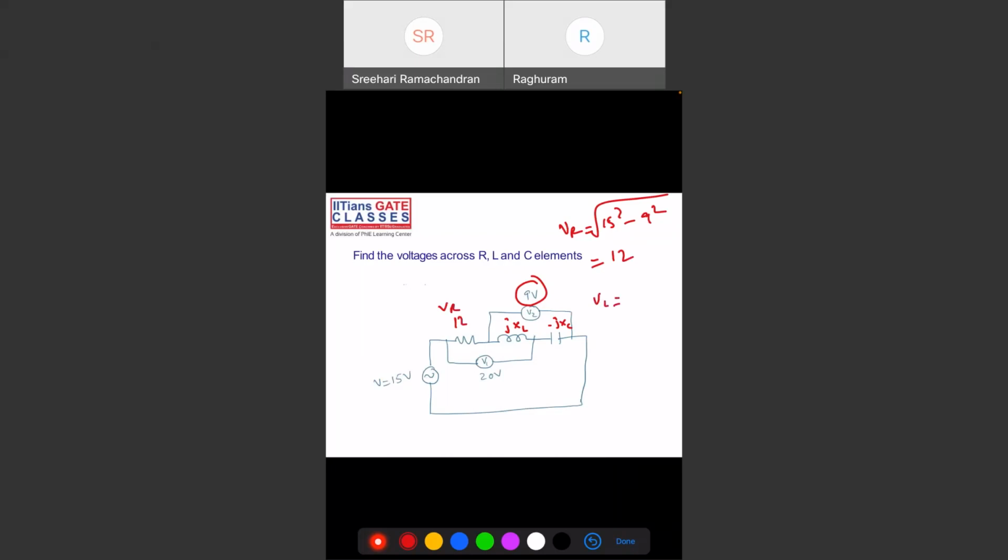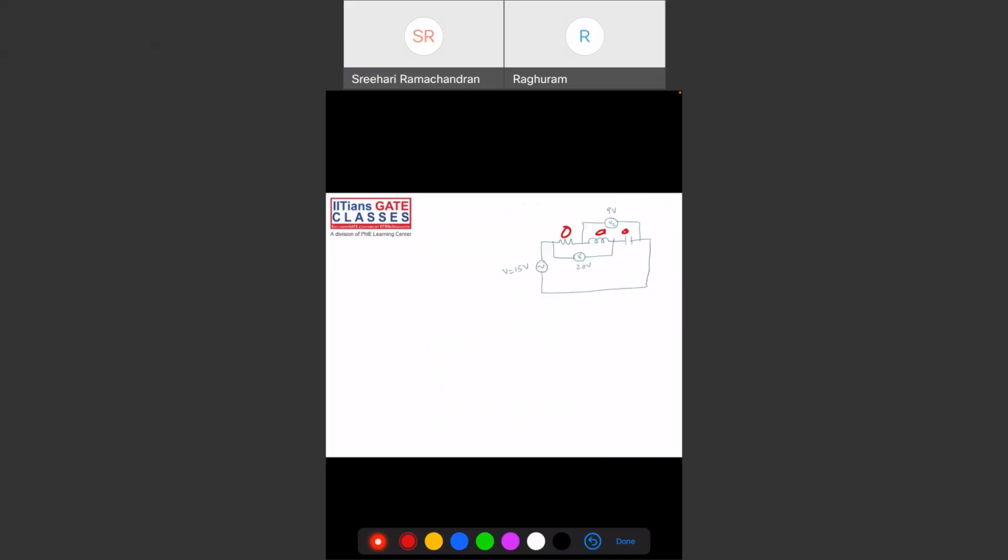So VL will be root of 20 square minus 12 square. How do we take that value of VR? See, again, 15 is given, right? This is my magnitude. All these are magnitudes. 15, 9 and 20 volts are magnitudes. But see, if this is between XL and XC, this should be an imaginary one.